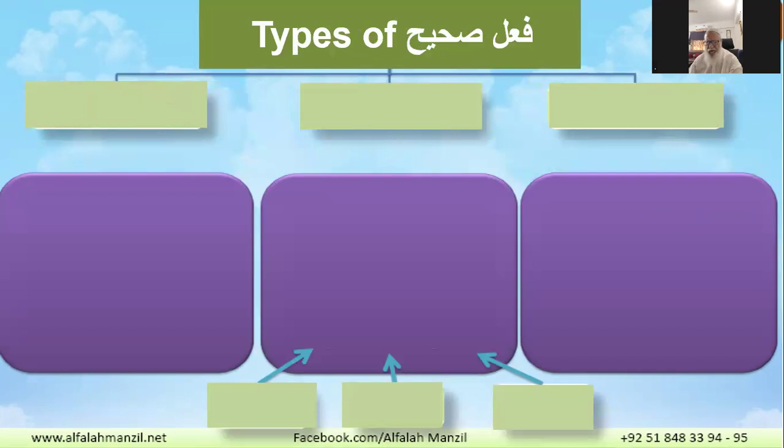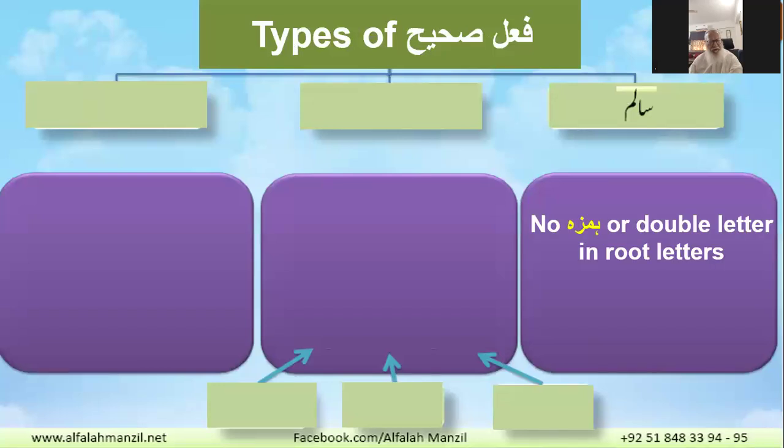Now the types of Sahih Af'al. The Sahih Af'al may be Salim. Salim means no Hamza, no double letter, no weak letter in the root letters, just like Fataha, Allama, Istaghfar. Fataha is the root letter, and Allama, Lam means the root, then Ghafara is the root letter. In them, you don't find Hamza or repeated letters or weak letters. Then it is called Salim.